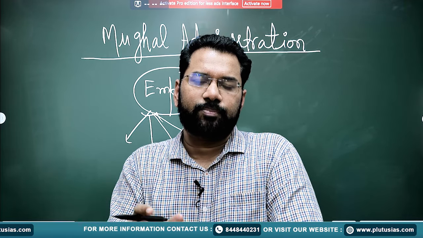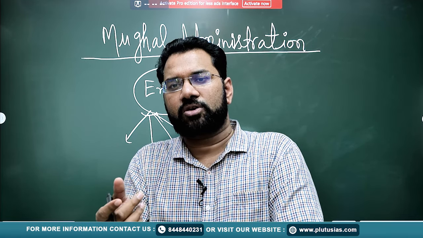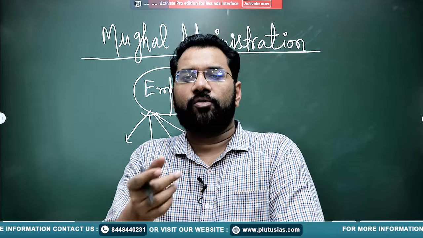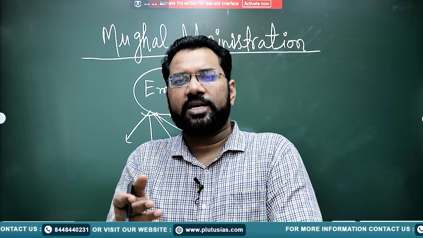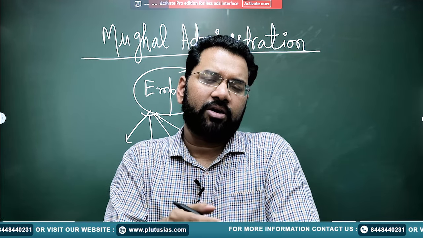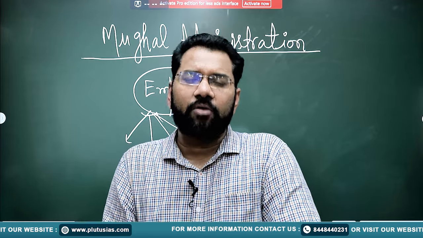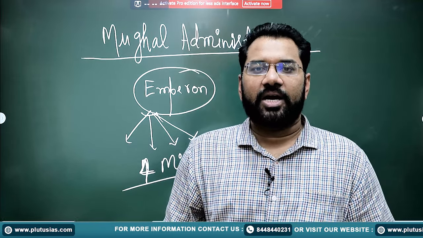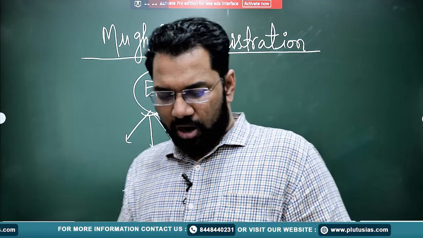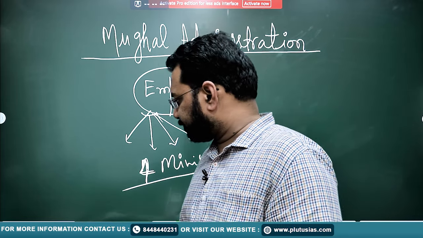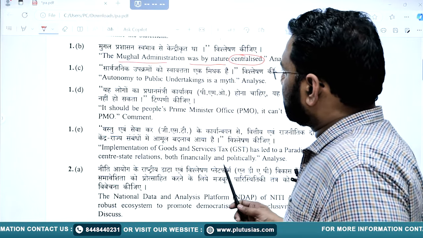Aapko yahan pe sirf pata hona chahiye what were the features of Kautilya Arthashastra, what were the features of Mughal administration, and centralized. How definitely when you will be aware of features, you will be able to conclude on the lines of that it was the centralized kind of administration. Okay? So now moving on to the next question. That is the third one.